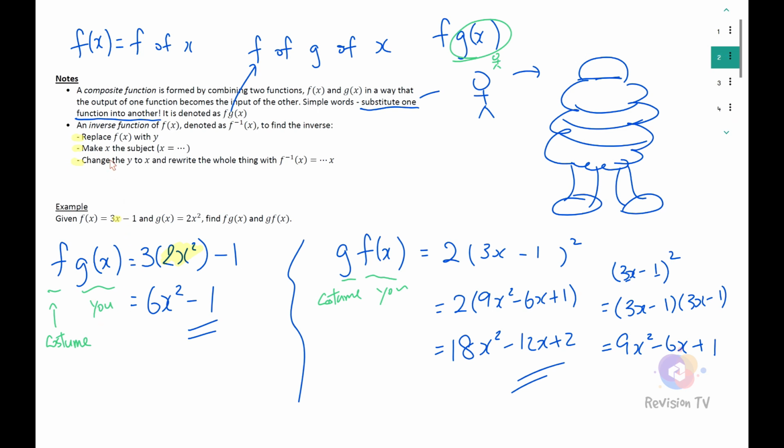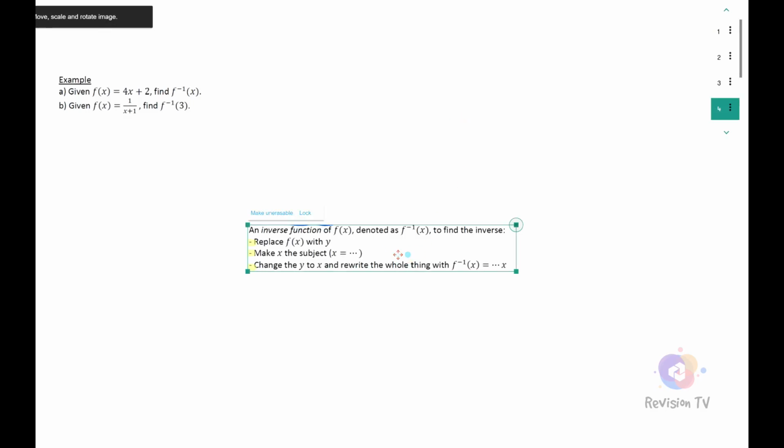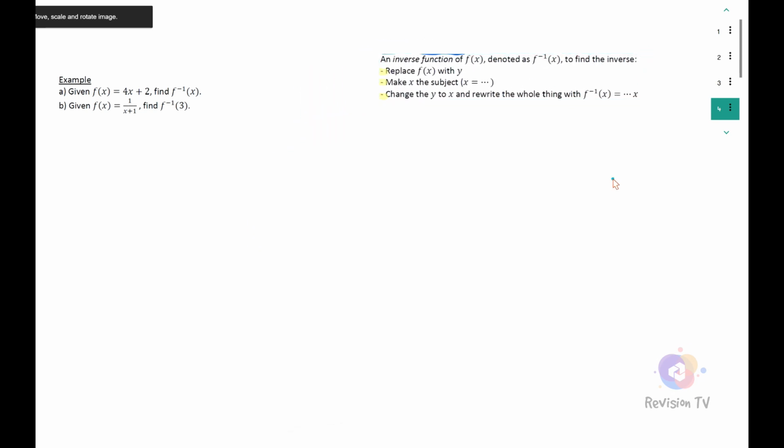Next example, we are going to look into the inverse function. If you don't remember the steps, you can go back to the notes, or I'll just paste them on here to make it easier for us to refer to. To work with the inverse, first of all, we replace f of x with y. So f of x equals 4x plus 2. For question A, the first step is to replace f of x with y.